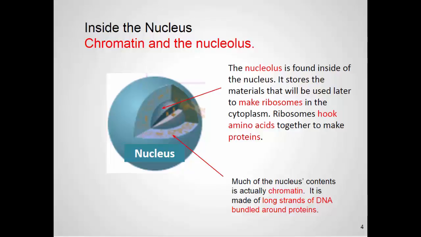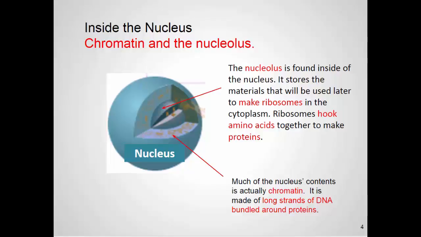Much of the rest of the space inside the nucleus holds a substance called chromatin. Chromatin is made of both DNA and proteins. You see, DNA is a really long, thin molecule, kind of like thread. Stretched out, it would be about 2 meters in length, or as tall as many professional basketball players.